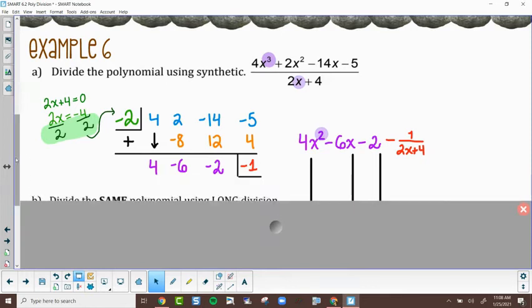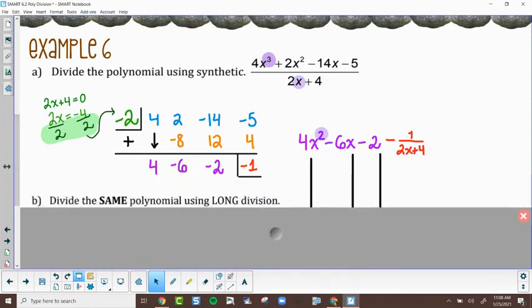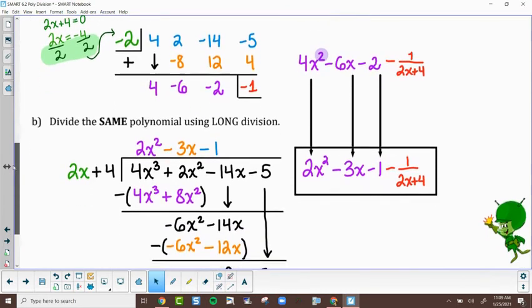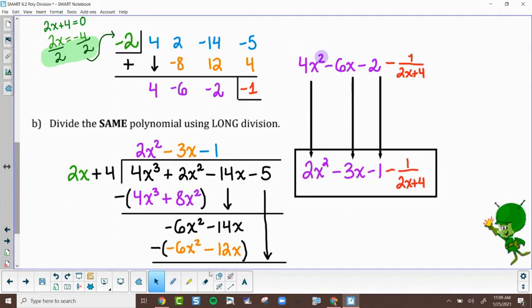So try to go ahead and divide that same polynomial, but use long division instead. Compare your answers. All right, so if I tried to do long division, I would see that 2x goes into, wait a minute, 4x cubed, 2x squared times. Okay, that's already looking different.